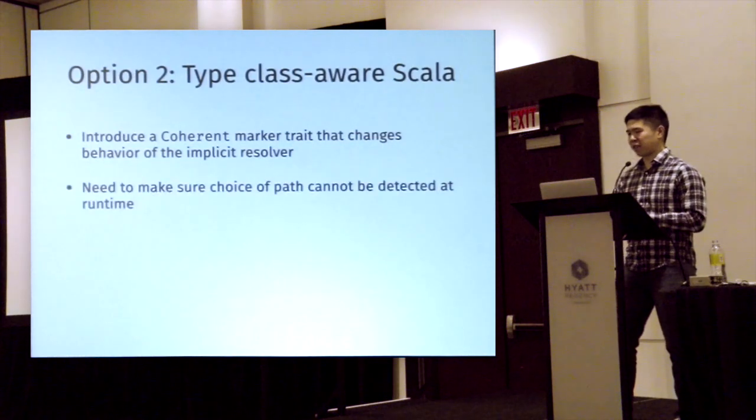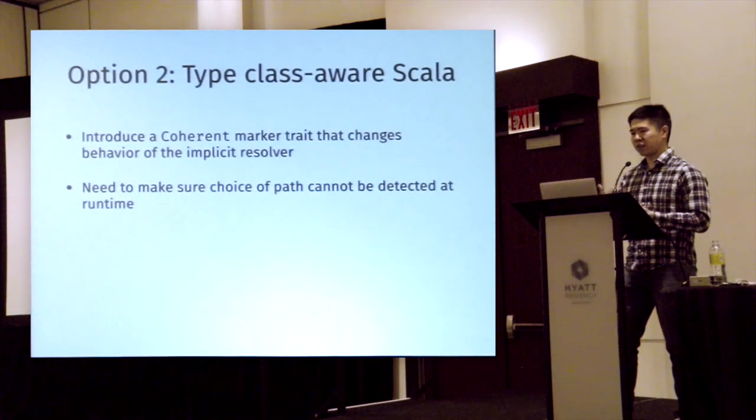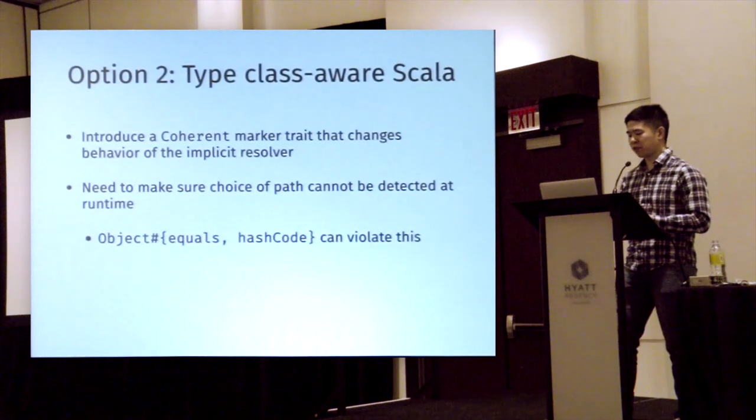One of the interesting things that fell out of this was we need to make sure that at runtime, the choice of the path cannot be detected. So one thing is, at the top level in Scala, we have Any, and Any still has this Java object like equals and hashCode, which can be used in a sort of evil way to figure out that we chose a different path when we refactored our program.